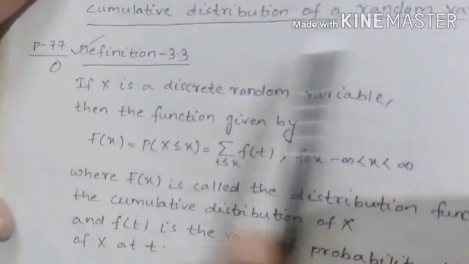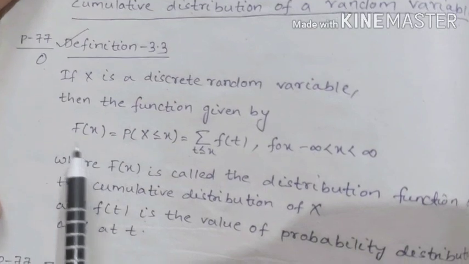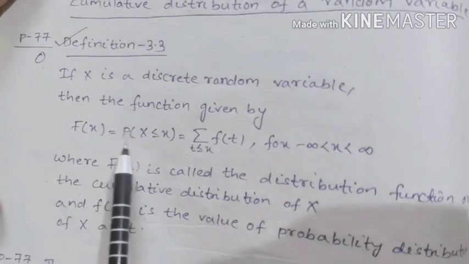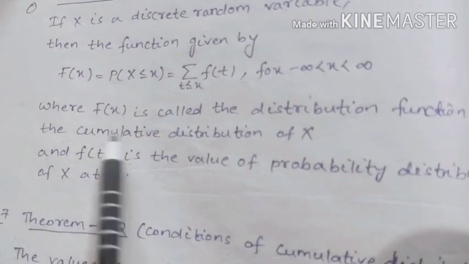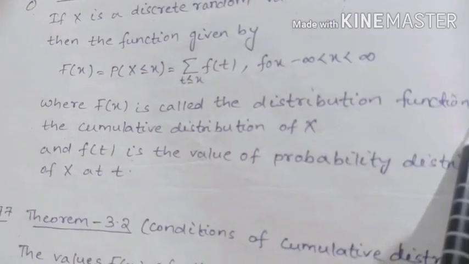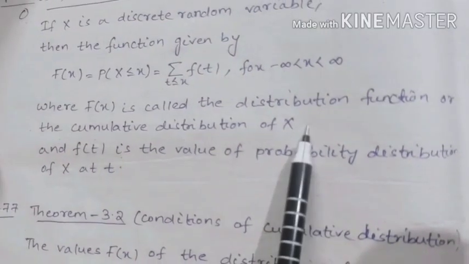Next one is the cumulative distribution of a random variable. How can you find the cumulative distribution of a random variable? Very simple: capital F of x equals P of X less than or equal to x, which is the summation over t less than or equal to x of f of t, and x belongs to R. Capital F of x is called the distribution function or the cumulative distribution of X.